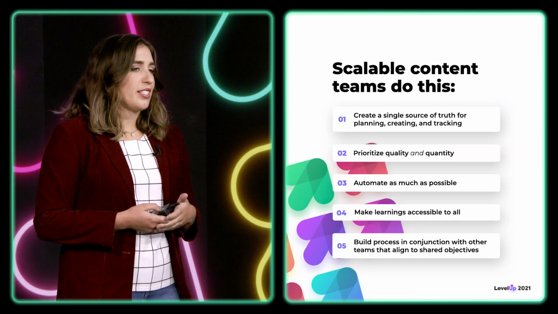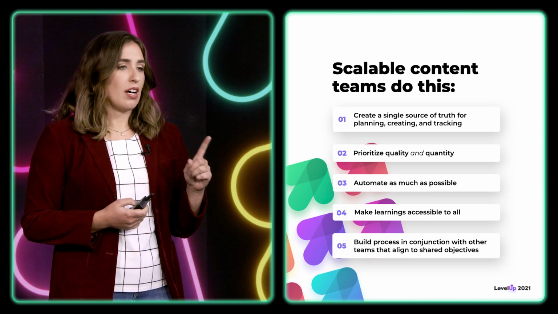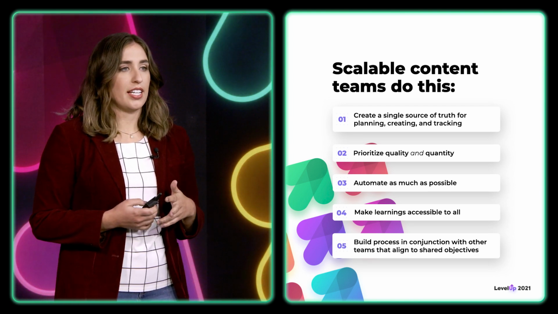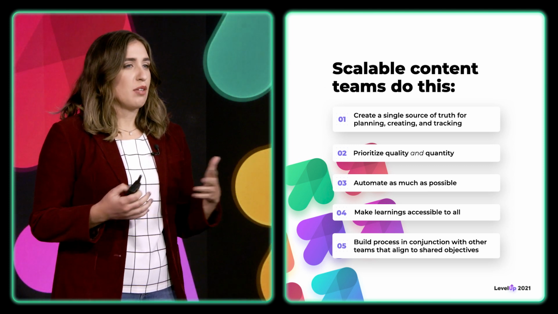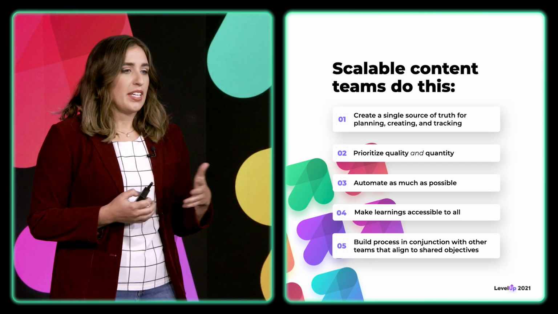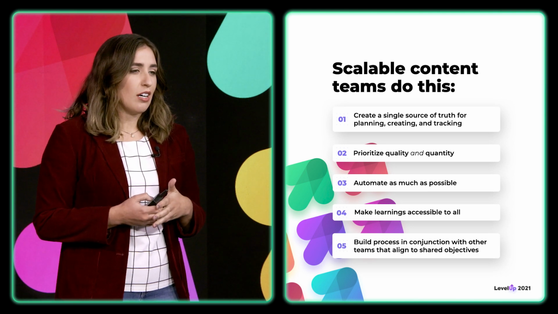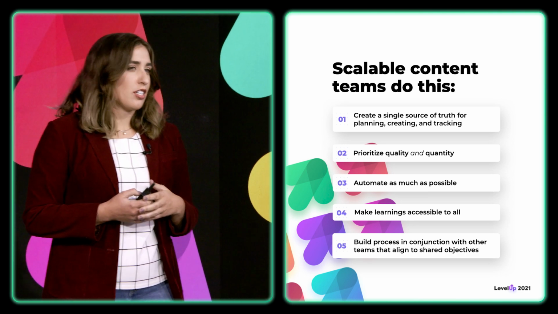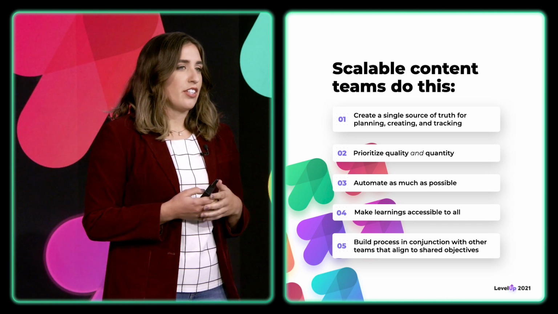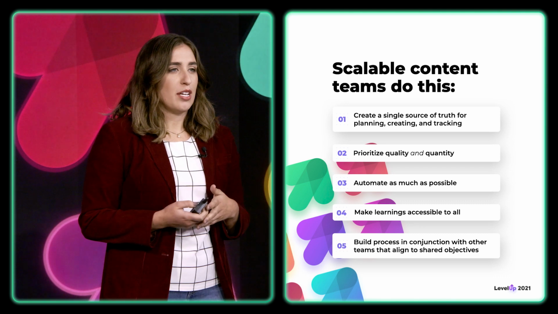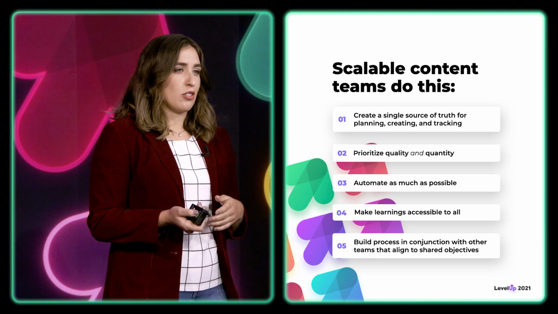So scalable content teams do this. They create one single source of truth for planning, creating, and tracking. They prioritize quality and quantity, automating as much as possible, making those learnings accessible to all, and building process in conjunction with other teams that align to shared objectives. We'll dive into that further when we get to the OKR point, but I want to start by building the single source of truth.